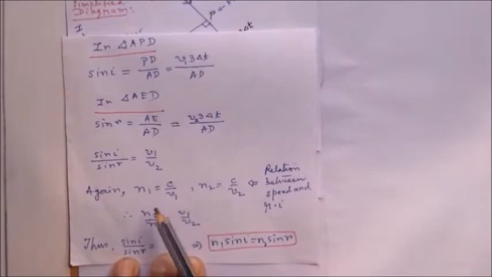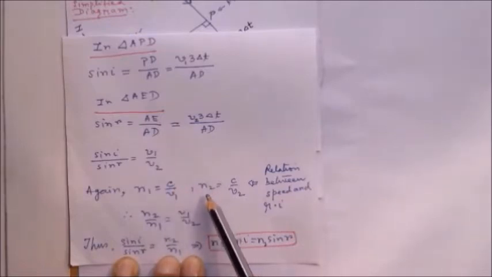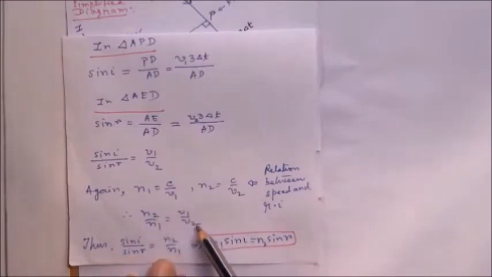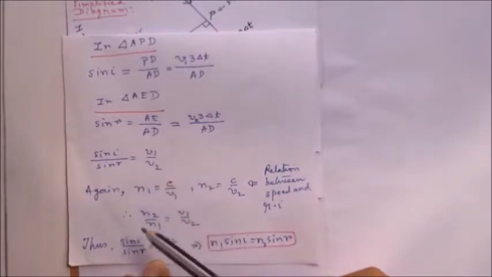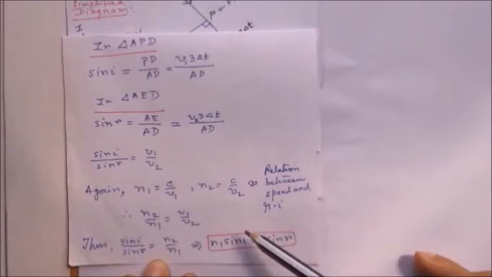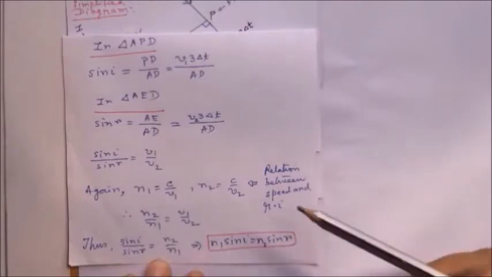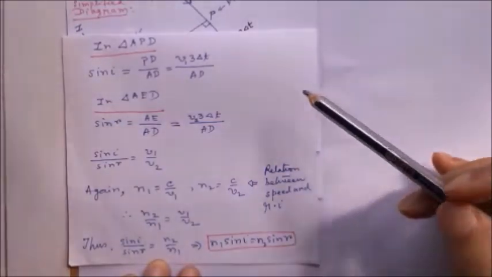From the definition of refractive index, we know that n1 is c by v1, c being the speed of light in free space, and similarly n2 is c by v2, and therefore if you take the ratio we get n2 by n1 as v1 by v2. Therefore sin i by sin r equals n2 by n1, and therefore we get Snell's law. So this is Snell's law, which we have obtained extremely easily using Huygens principle.